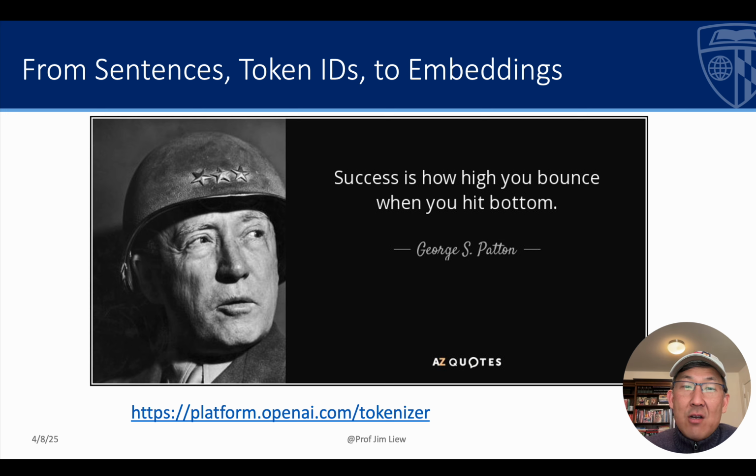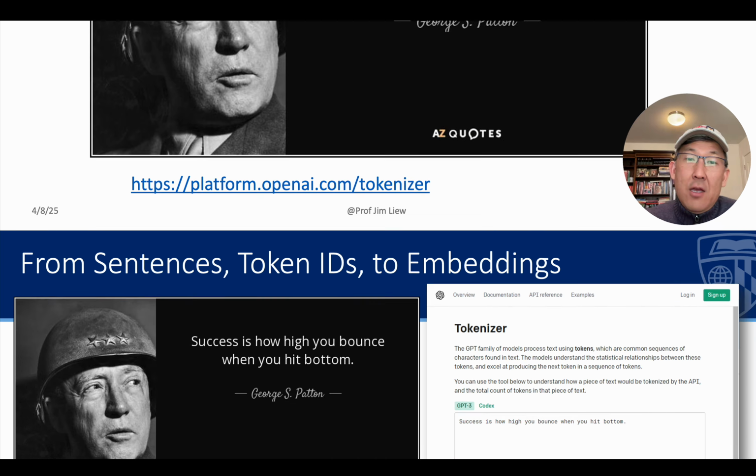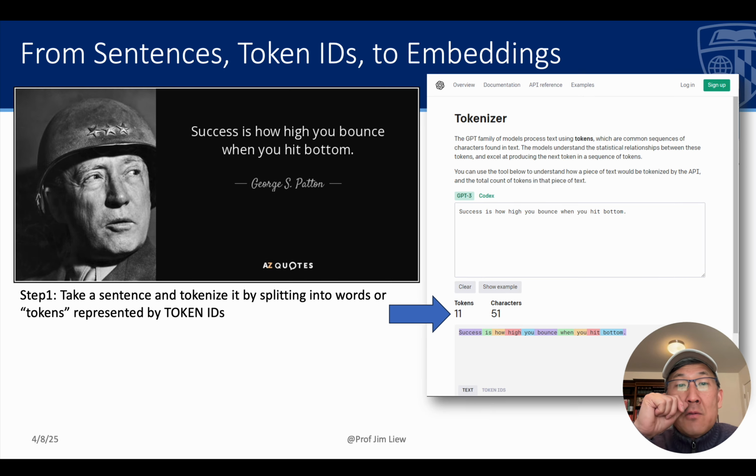All right, so we started with sentences. We're going to talk about token IDs, and then we're going to go to embeddings. So in this sentence here, success is how high you bounce when you hit bottom, notice that you can break that out into sentences and tokens. You can think of tokens almost like a word, but the reality is that for 100 tokens, you have about 75 words. So that's basically how it works.